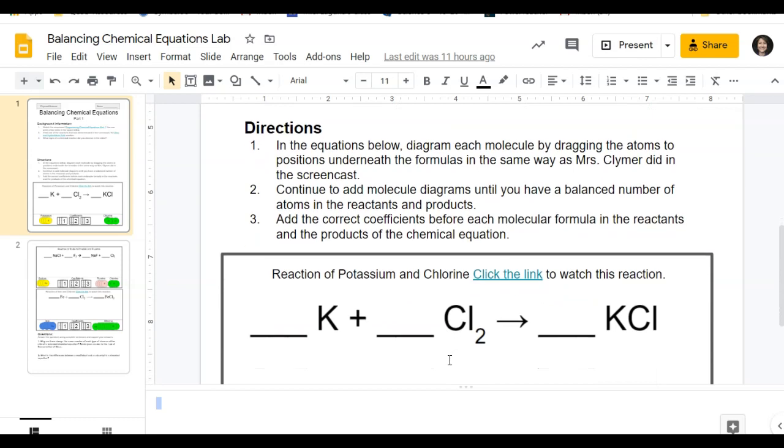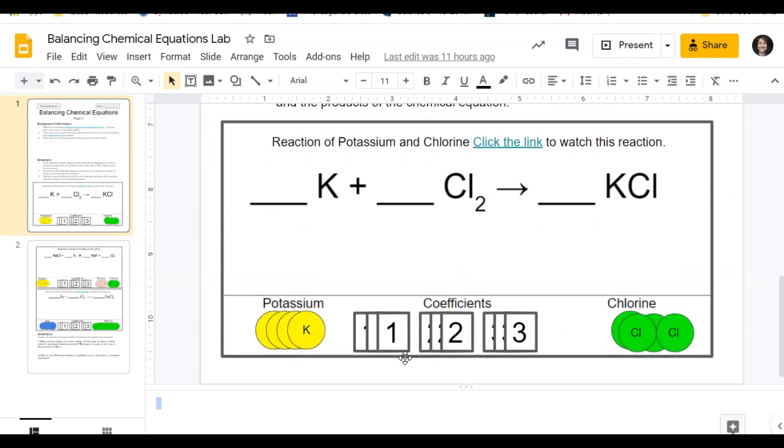Now let's start with the directions. In the space below, you'll see a chemical reaction that's not balanced yet. You're going to move the atoms around to form the molecules, just like Mrs. Clymer did in the screencast. Then continue to add molecule diagrams until you have a balanced number of atoms in the reactants and products. Add the correct coefficients before each molecular formula in the reactants and the products of the chemical equation. We'll do the first one together.